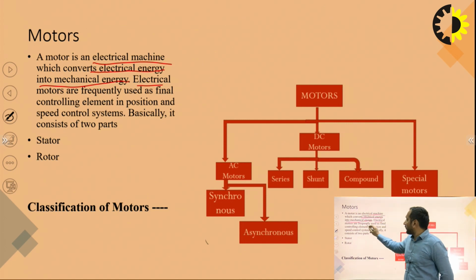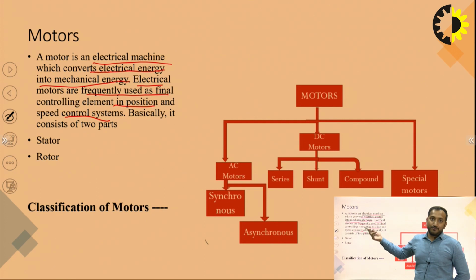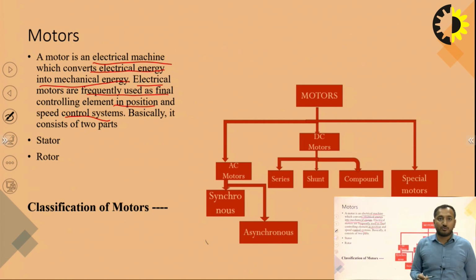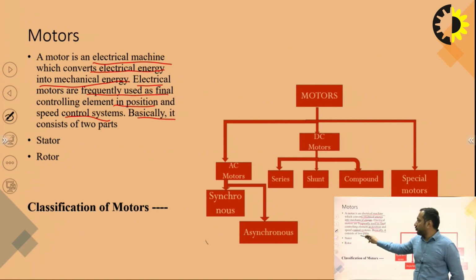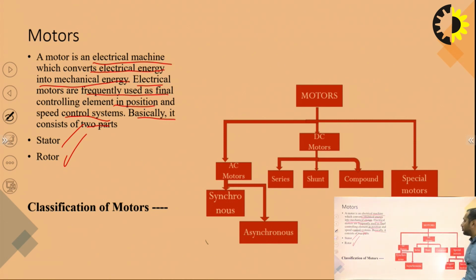Electrical motors are frequently used as the final controlling element in position and speed control systems. As you know, at the end shaft of the motor, we attach what we want to drive. Basically, it consists of two parts: one is stator and one is rotor. So this is how the motor is classified.